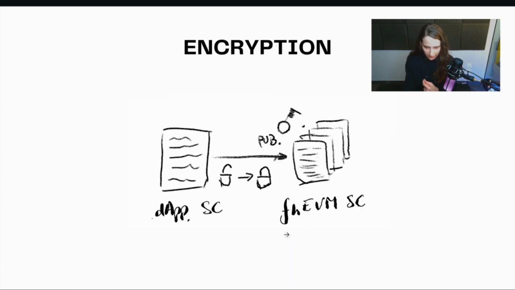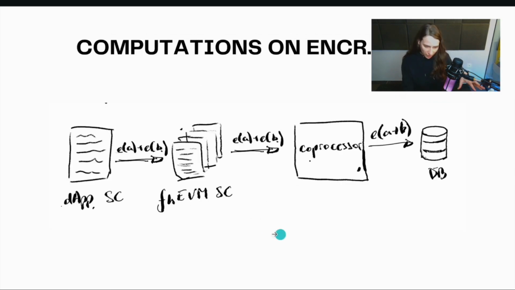This process looks something like this. We have the dApp smart contract. It triggers: please compute encrypted A plus encrypted B. We send it to FHEVM, then to the coprocessor, and the coprocessor does the computation and then stores the result in the database, so encrypted A plus B. All right, and when we need this information, we can basically retrieve it. Okay, this is all. Let's go on to smart contracts.